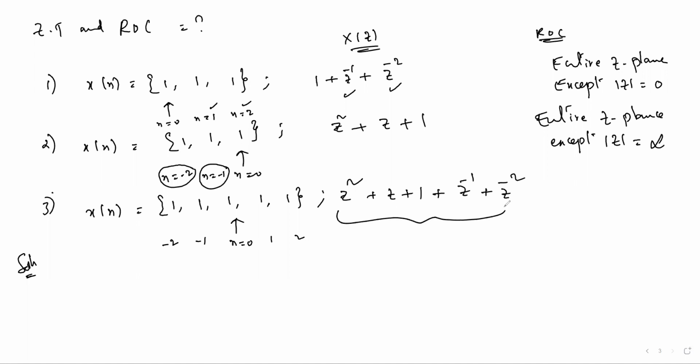So based on the polynomial, you can observe how the sequence can be estimated. If negative powers are increasing, that is the right side sequence. If positive powers are increasing, that is the left side sequence. Both side signal means both positive and negative powers we can observe. And of course here the ROC for the third function is the entire z plane.